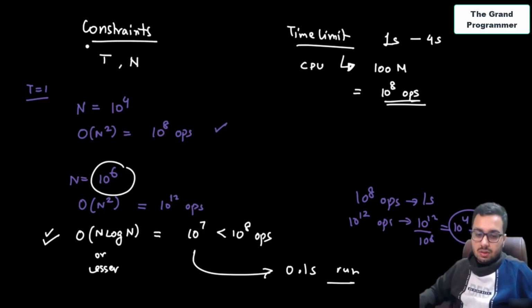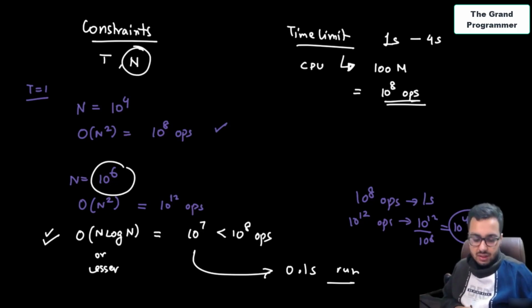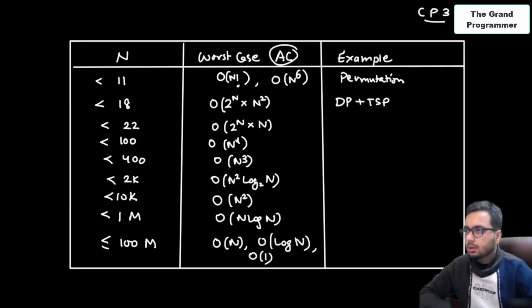So the constraints are given so that you are able to think about whether the complexity of the algorithm you are thinking of will pass or not. That's the whole idea of giving the constraints. So I hope you understood how you can identify the complexity of a problem given on an online judge, and that's all for this video.